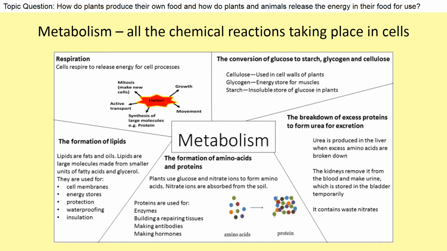And then we also will make lipids. So we need lipids for cell membranes, for energy stores, for protection, for waterproofing, and for insulation. So metabolism is the production of all of these different things that your body needs, the chemical reactions that take place to enable your body to make the things that it needs.